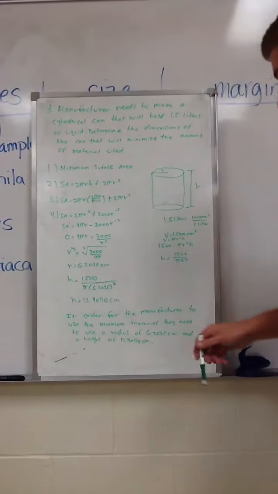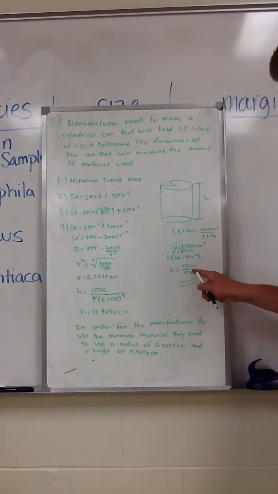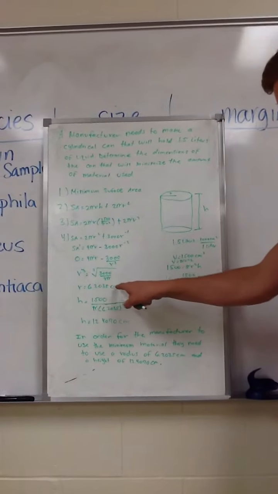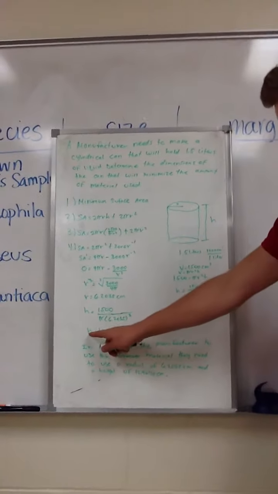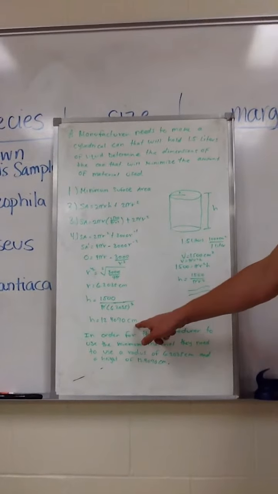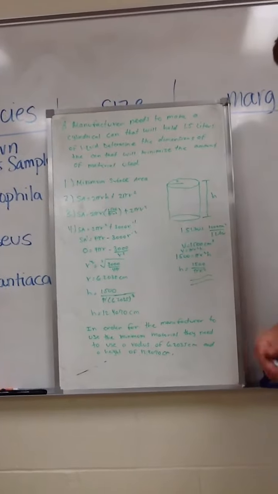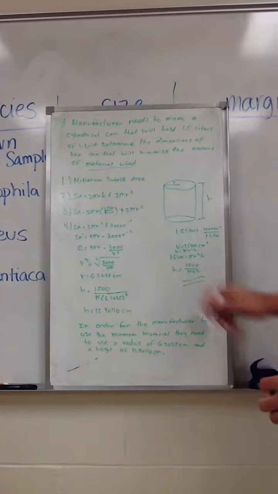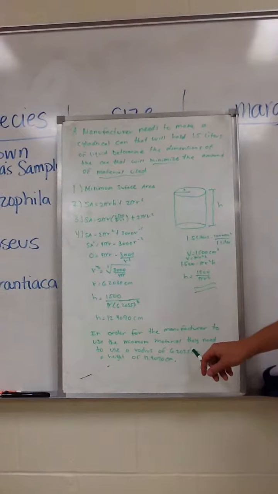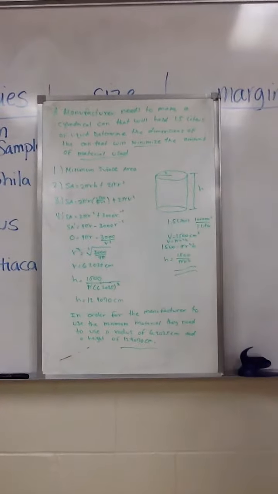And now we have to find our h, which we found up here. We bring our h over here, so 1,500 over pi times our r, 6.2035 centimeters, squared gives us an h of 12.4070 centimeters. So in order for the manufacturer to use the minimum material, we have to have a radius of 6.2035 centimeters and a height of 12.4070 centimeters.